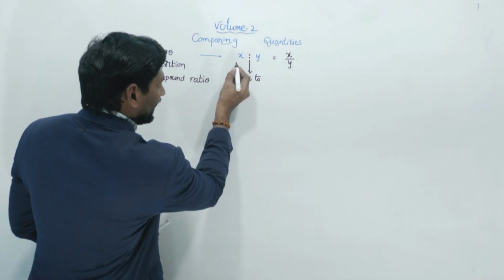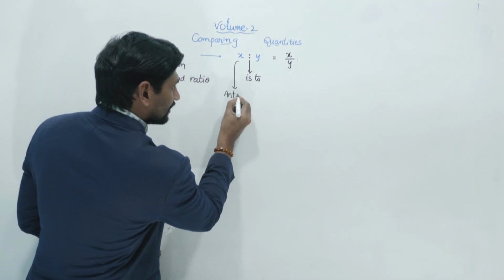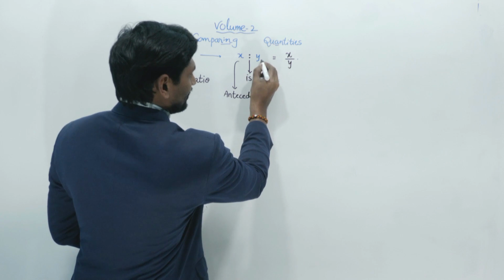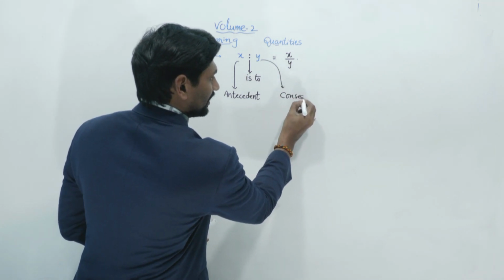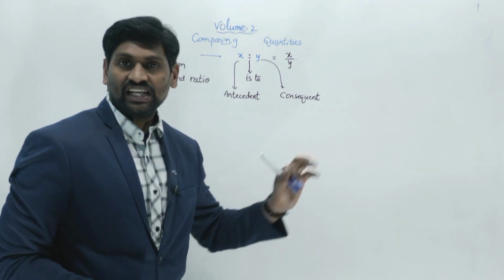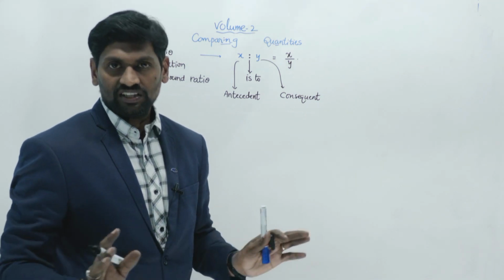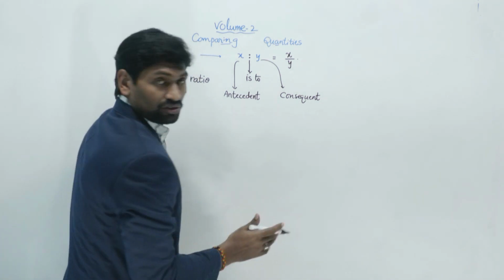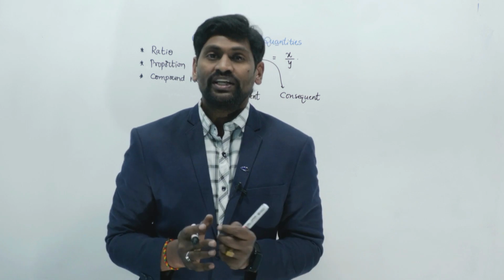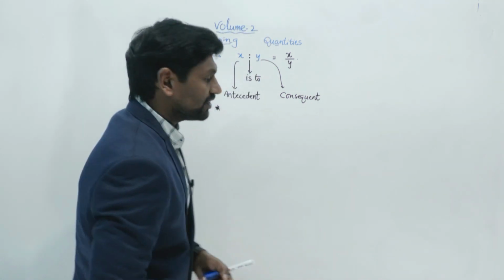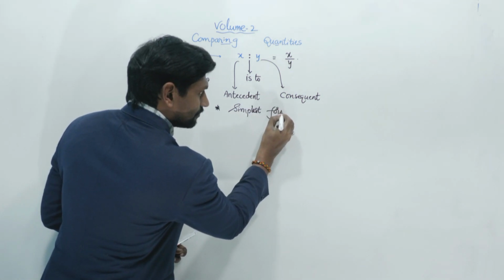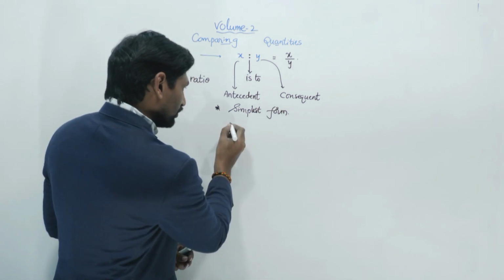Now here x is called antecedent. The first term of ratio is called antecedent and the second term of ratio is called consequent. So here you should remember one more point about the ratio. While you are comparing between any two quantities, the ratio always must be in simplest form.